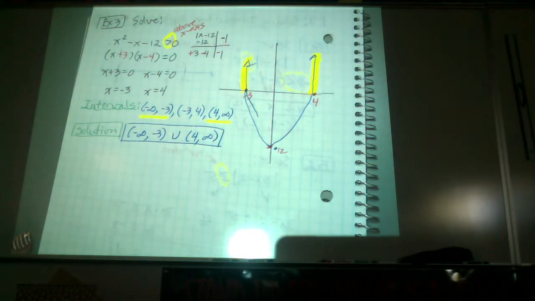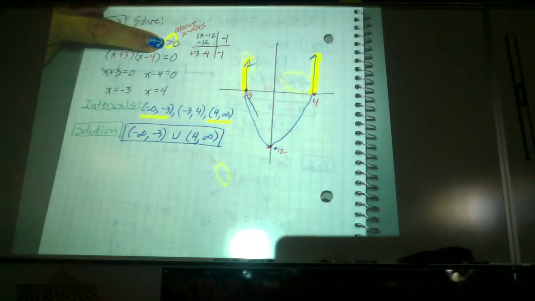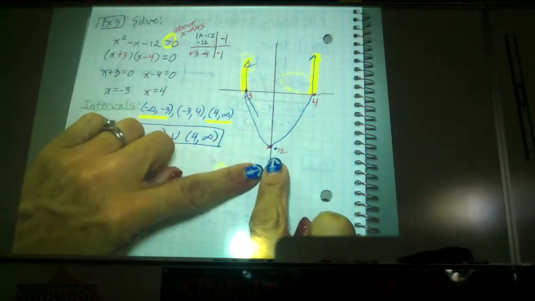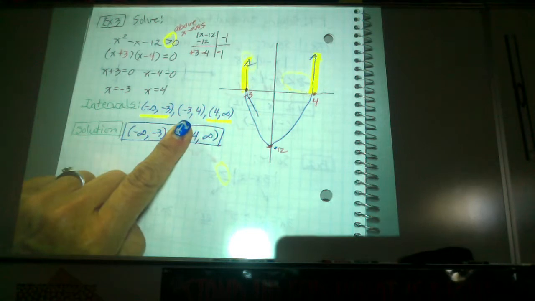Does that seem reasonable and understandable? If I had changed this inequality sign to less than, all the work would be exactly the same. But now this is the part that's under the x-axis, so this would have been the only solution. No need for union notation. Okay?